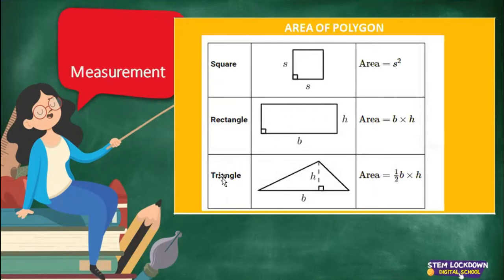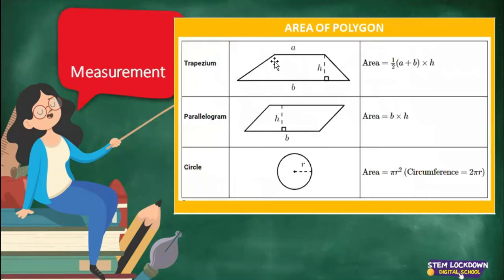For a triangle like this, the area of a triangle is half times base times the perpendicular height. So the base and the height must be perpendicular. Half times base times the perpendicular height is the area for a triangle. Note that the height and the base must be perpendicular to each other. Let's go to the next one.